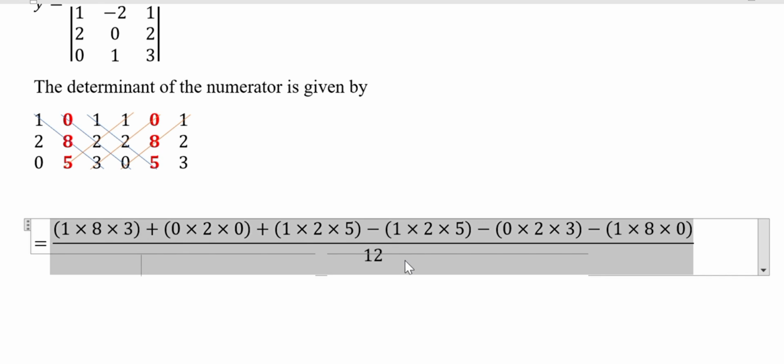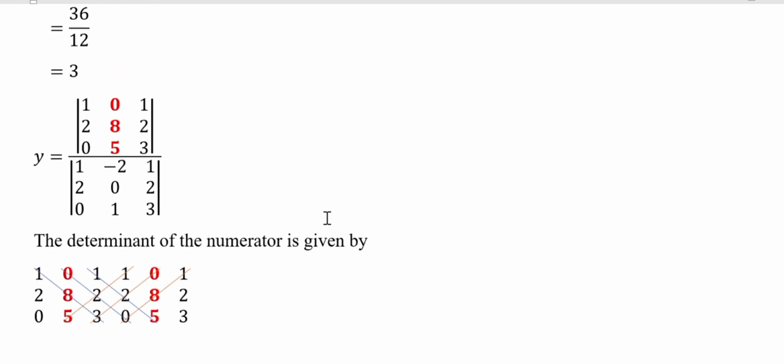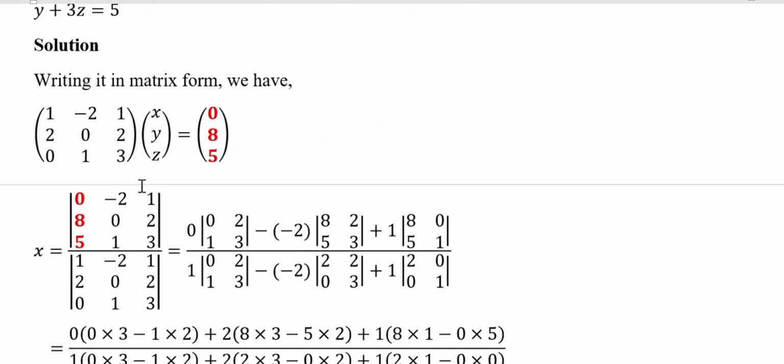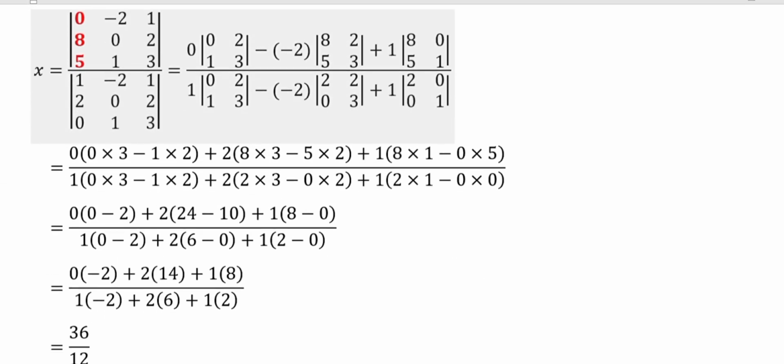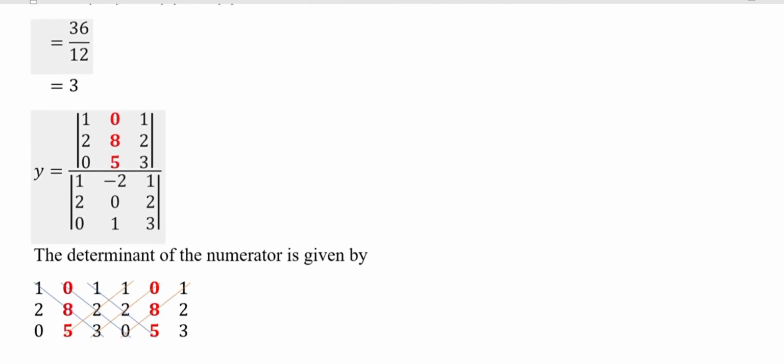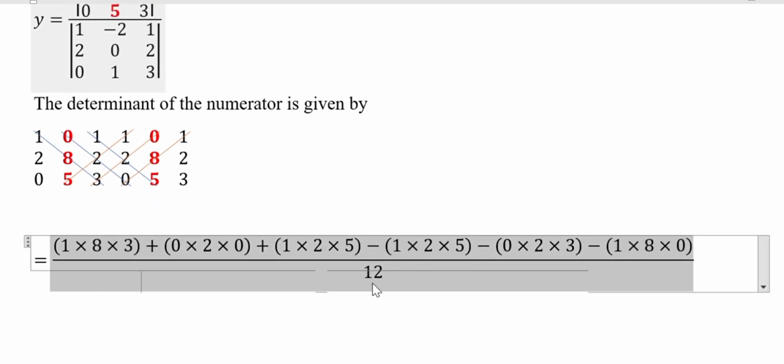Why are we dividing by 12? It's because we are looking for the determinant of the same matrix that we had used up here. We had used the same matrix here, and we have calculated it. It boiled down to 12. So instead of working it again, we have just borrowed the determinant for that denominator matrix directly and used it here to save time. So this gives us 24.